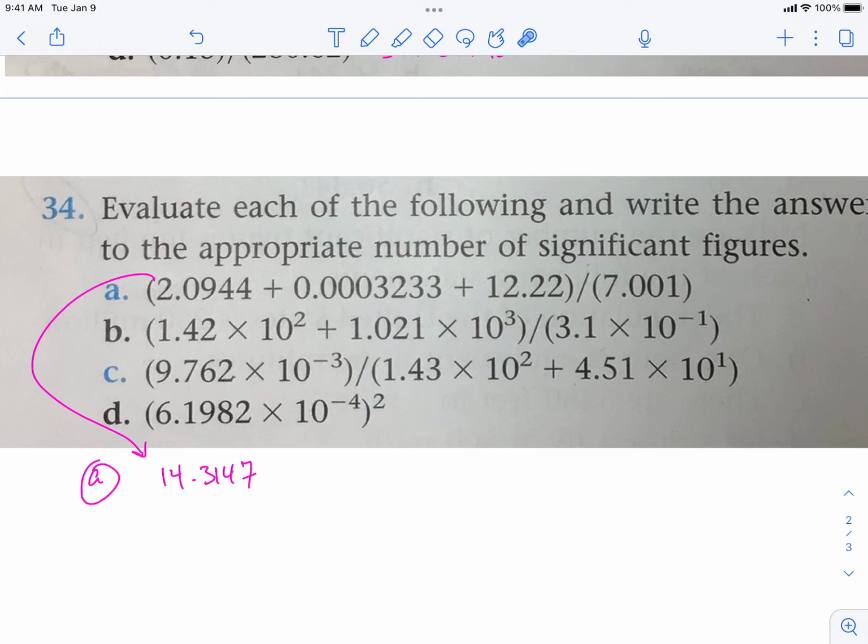We're going to go according to our least number of decimal places, which is 2 from this value. And so these two are going to count. So this value becomes 14.31, and then we're going to divide it by 7.001. And so 14.31 divided by 7.001, my raw number is 2.04399, and some more.